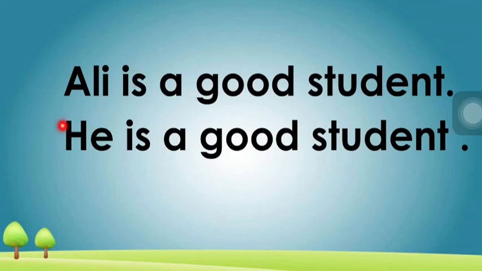Gender of Ali is male. So, Ali is a noun. Here you can underline or highlight the noun. We will replace this noun with the pronoun. And for a male or a boy or a man, we use pronoun he. So, I will change the sentence by using pronoun he. Ali is a good student. Noun is Ali, and Ali is a male noun. I have used pronoun he: He is a good student.